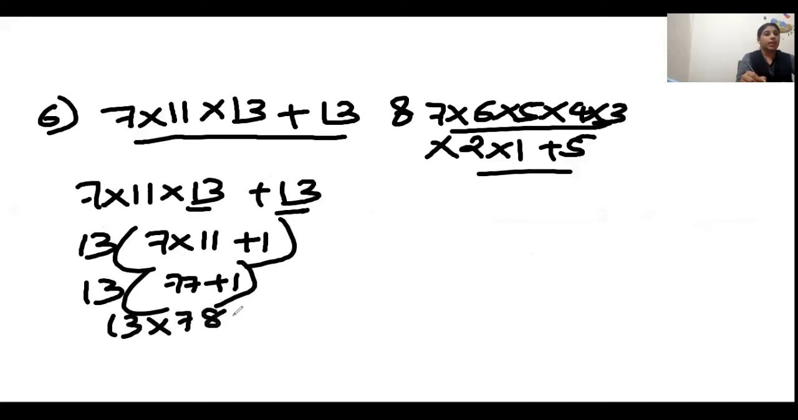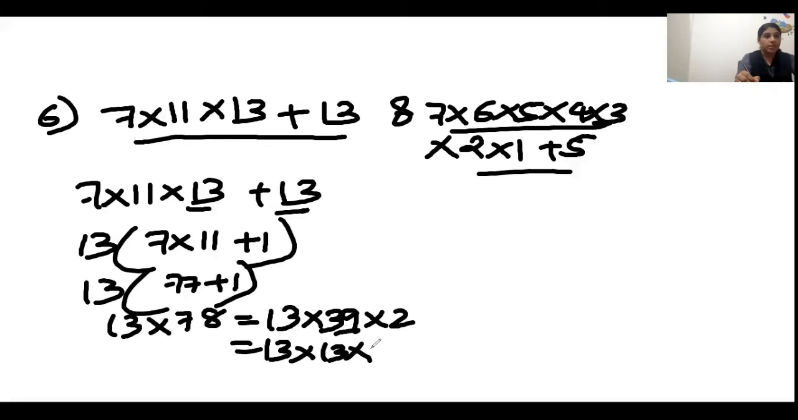13 into 78. You can make it as factors. That is 13 into 78, which means 13 into 39 into 2. Again we can split 39 as 13 into 3, so 39 I can write as 13 into 3 into 2. You can separately do the factors, no problem. So 13 how many times? 13 square into 3 into 2 are the factors here.